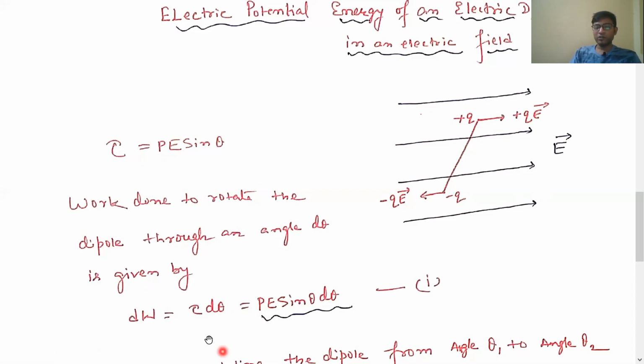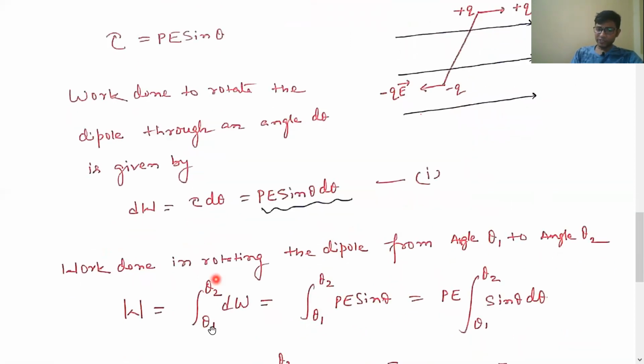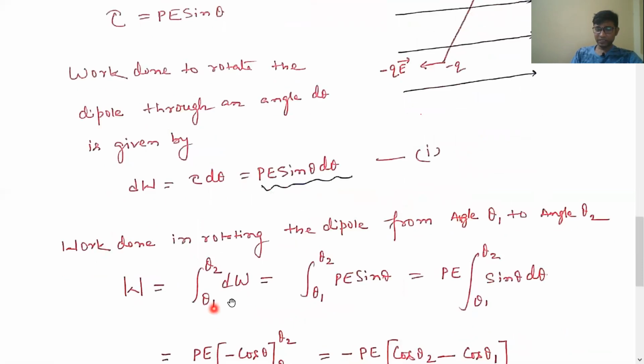Putting the value of torque, torque is equal to P sin theta, we got the expression dW is equal to P E sin theta d theta. It is a very small amount of work. To find the total work done, we have to integrate it. Here the initial limit I have supposed is theta 1 and this one is theta 2. So the total work done becomes the integration of dW with limits from theta 1 to theta 2. Putting the value of dW, we will get P E sin theta.